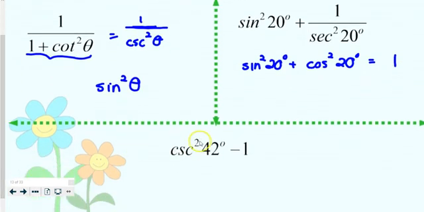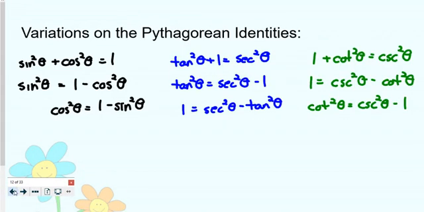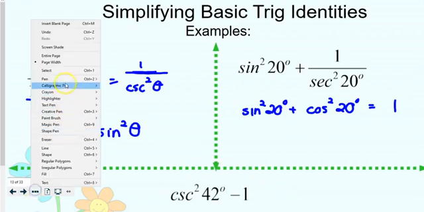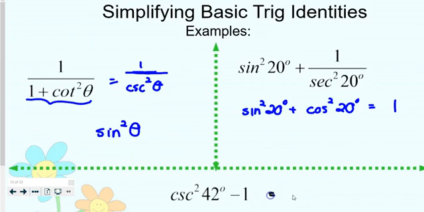One more here, cosecant squared of 42 minus 1. This looks like one of those that we just talked about over here, the cosecant squared minus 1, which is equal to the cotangent squared. So that would be cotangent squared of 42 degrees.